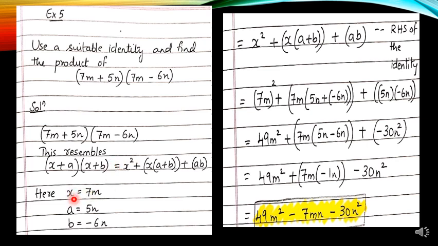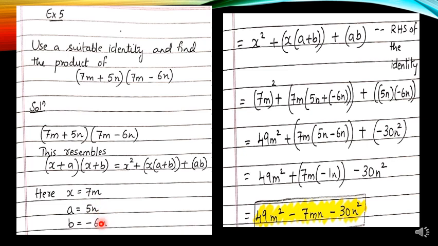Now identify what is x. In the place of x we have 7m, in the place of a we have 5n, and in the place of b we have minus 6n. When do you choose it as minus 6n? When you have plus here and minus here. In that case you will take it as minus 6n. Here plus, a is plus 5n. So a is 5n. But here b is having minus value in the question. So b is equal to minus 6n.